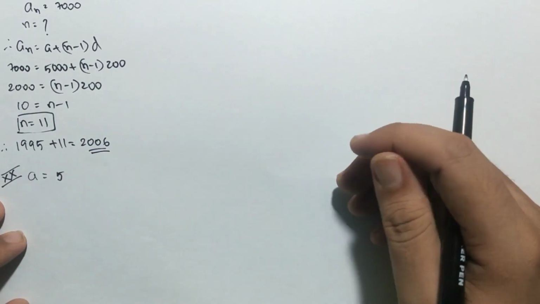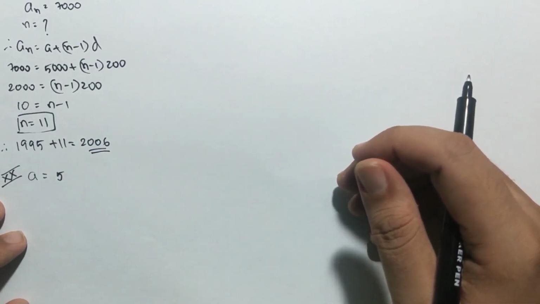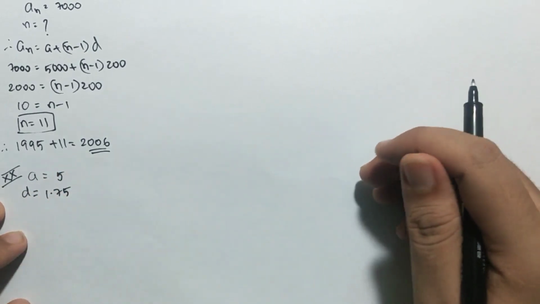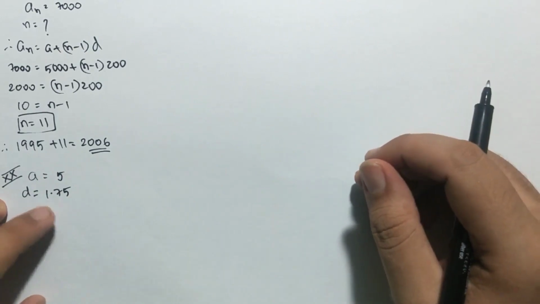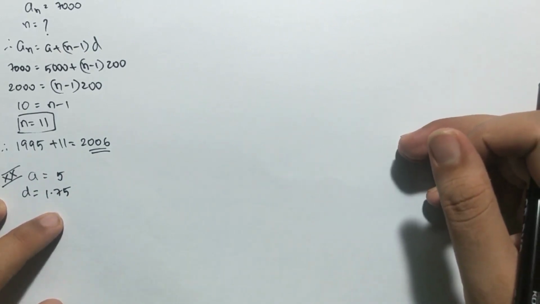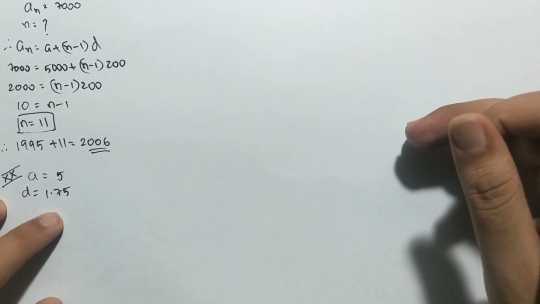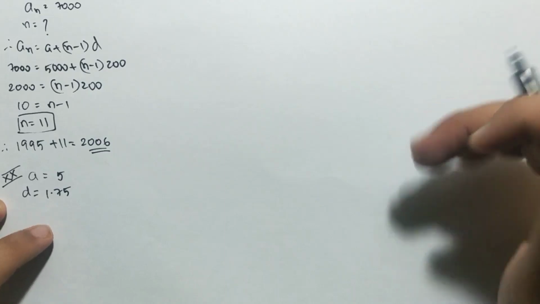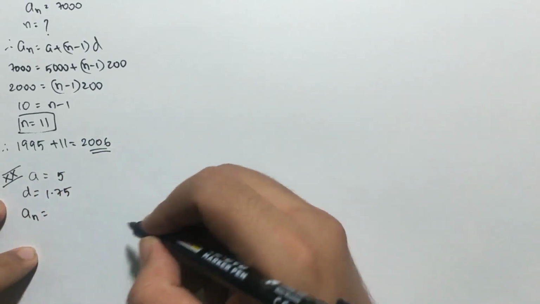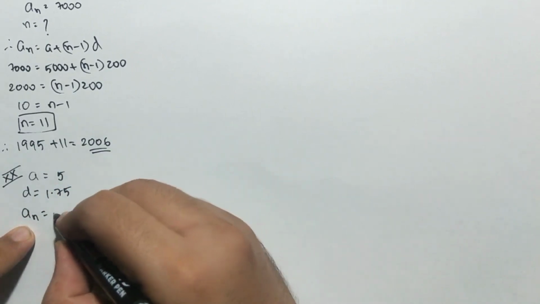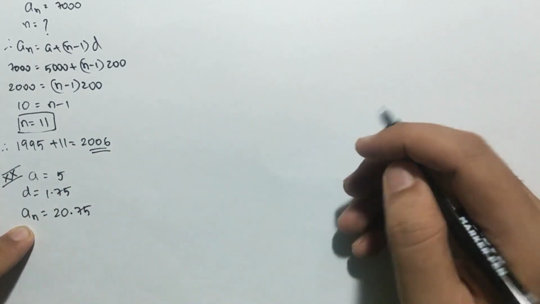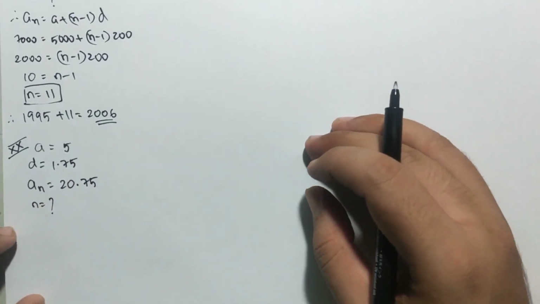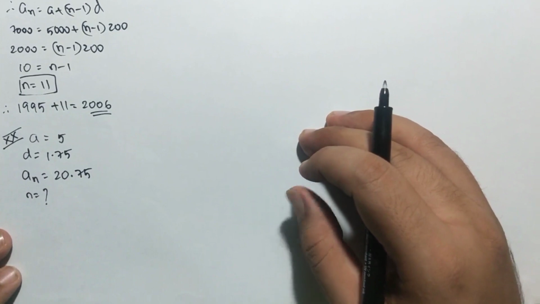And then she increased her weekly savings by 1 rupee 75 paisa. So she started saving more and more, and every week she was saving 1.75 extra, week by week. If in the nth week her weekly savings becomes 20.75, that is the nth term, her savings became 20.75. So you have to find n. After how many weeks her savings became 20.75.